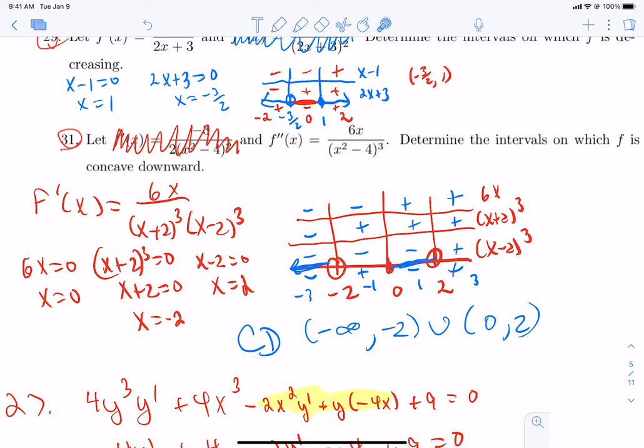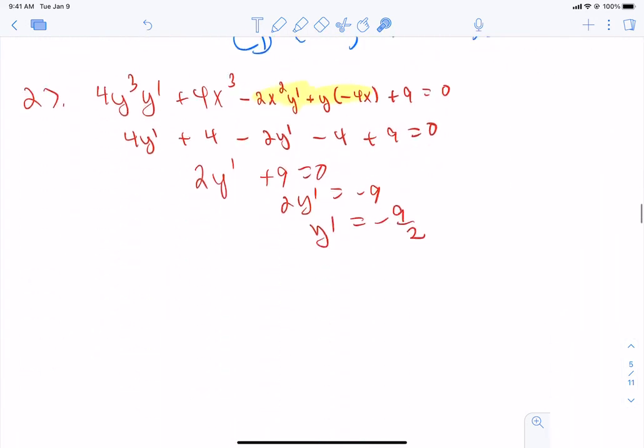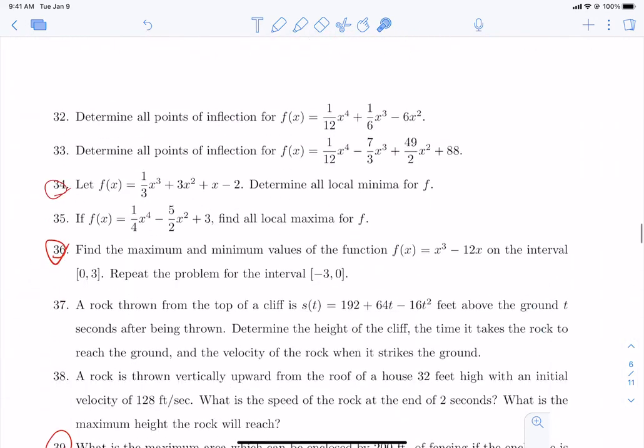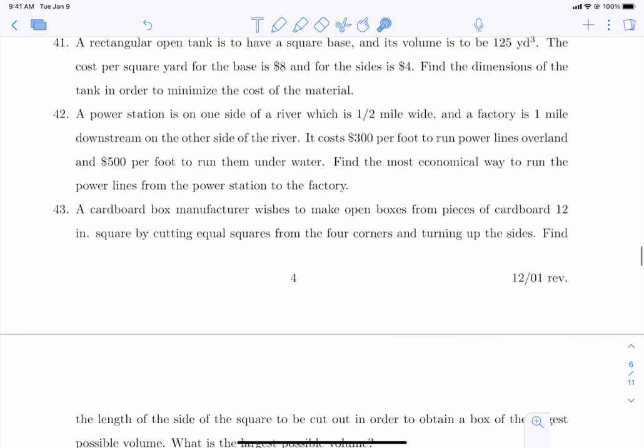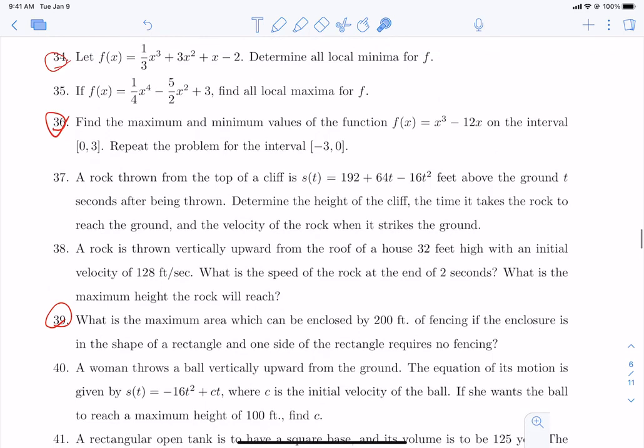Any questions about that one? Are you remembering stuff? Okay. Next one's on our list, 34, 36, and 39 on this page.